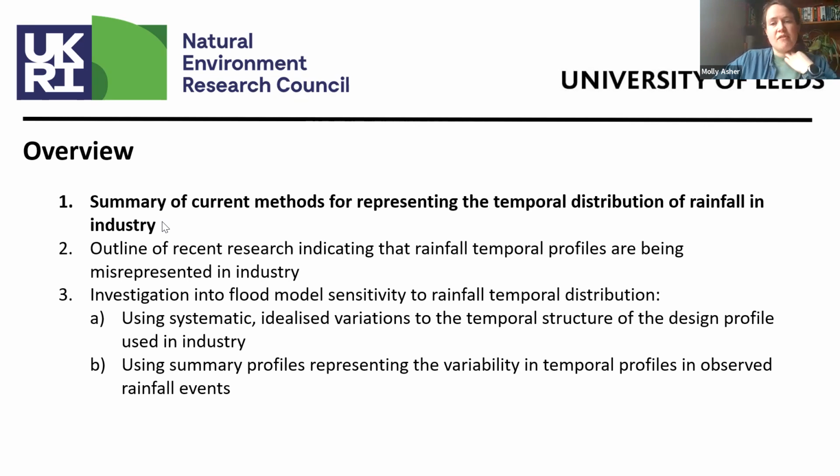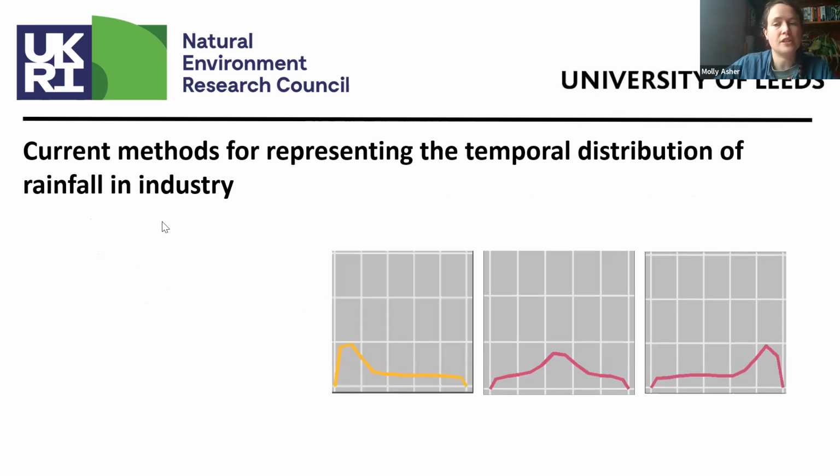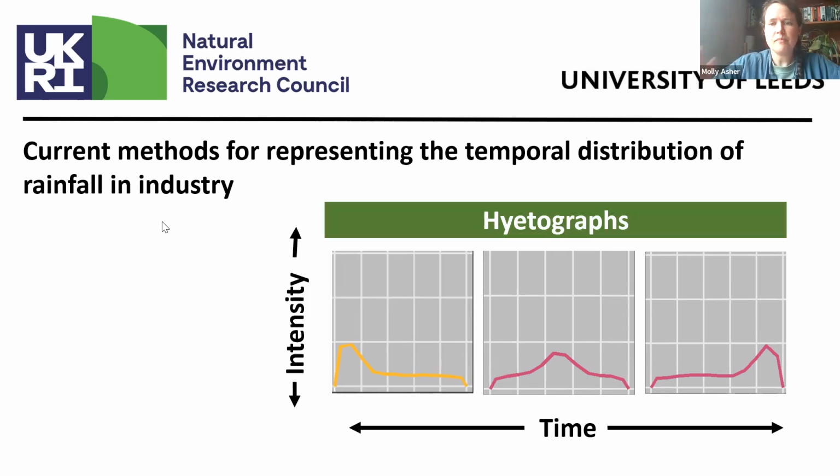Okay, so just a bit of background information to start with. As I've mentioned, the focus of this work is on the temporal distribution of rainfall within events. And to be clear, by this, I mean whether the heaviest rainfall within a storm event is concentrated at the start, towards the middle, or at the end of the event. So the distribution of rainfall is represented graphically using a hydrograph, which plots the rainfall intensity over the time period of the event. And you can see some examples of this kind of thing on the slide.